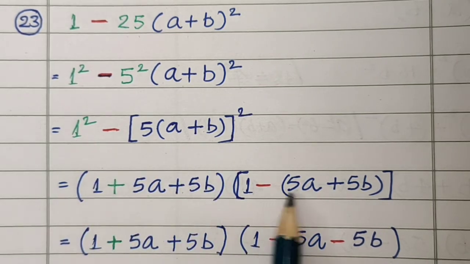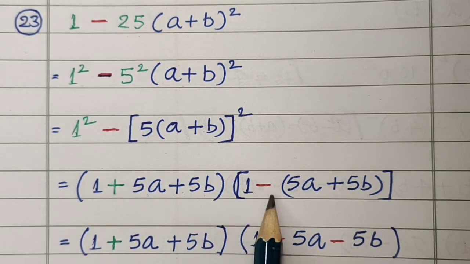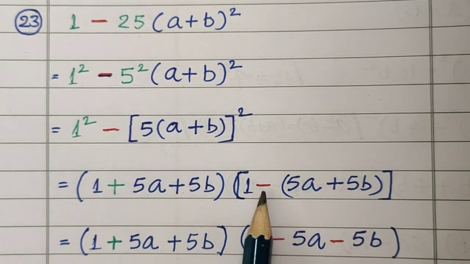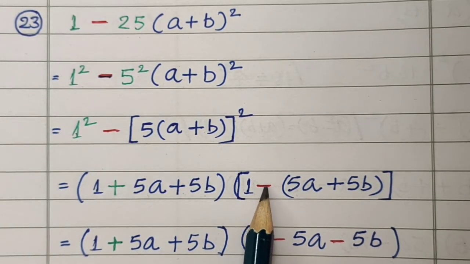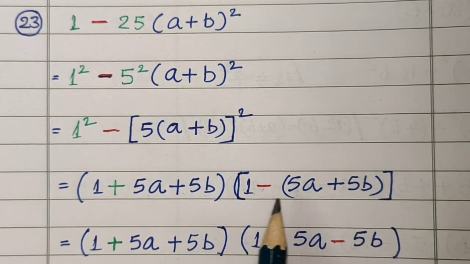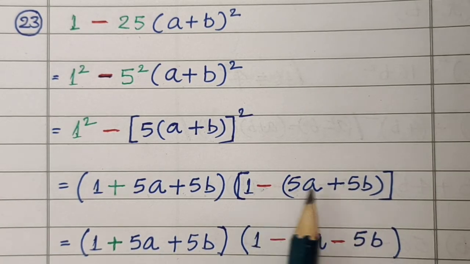(a plus b) into (a minus b): in place of a, 1 plus 5(a plus b), that is 5a plus 5b, into 1 minus of 5a plus 5b. Whenever there is an expression and minus comes, please be careful. You may go wrong without introducing the minus sign inside the bracket. 1 plus 5a plus 5b, introduce the minus inside the bracket: 1 minus 5a, minus into plus minus 5b. So we get (1 plus 5a plus 5b) into (1 minus 5a minus 5b).